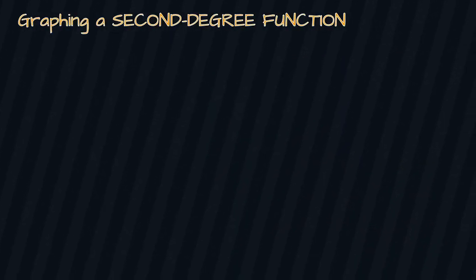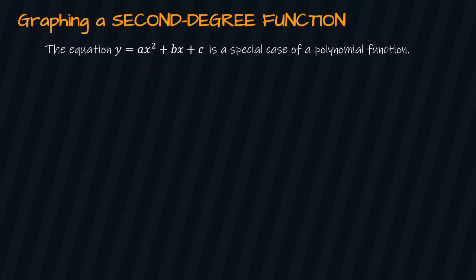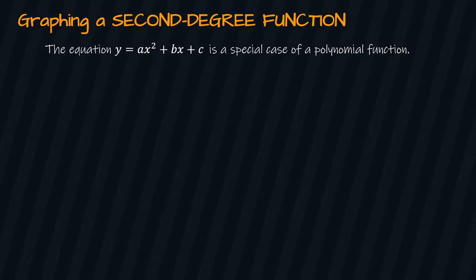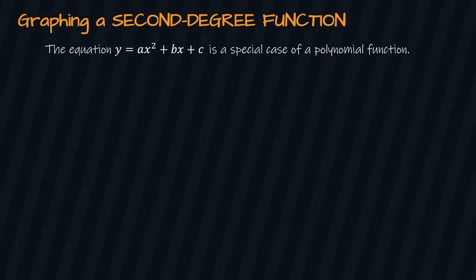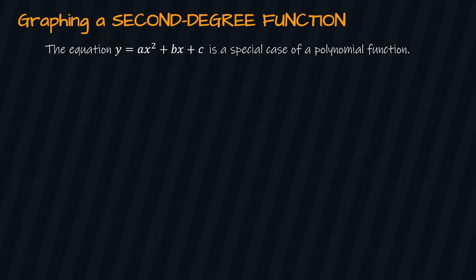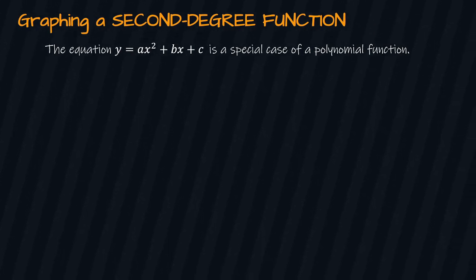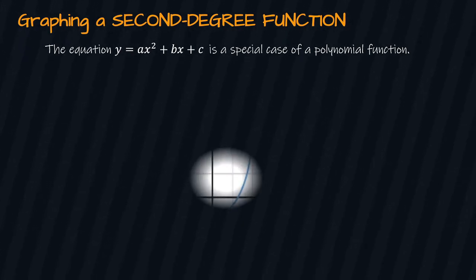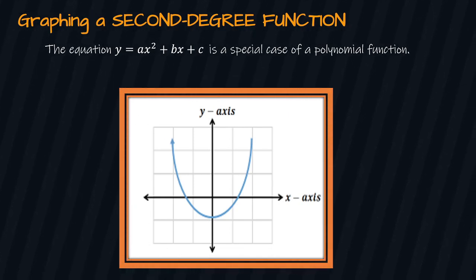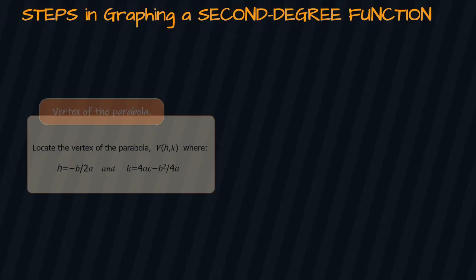Lastly, we have to graph a second-degree function. The equation y equals ax squared plus bx plus c is a special case of a polynomial function, where instead of following the steps previously discussed, we can immediately tell the graph of the function is a parabola opening either upward or downward. So here is an example of a second-degree function. The exact behavior of the parabola can easily be determined following these steps.